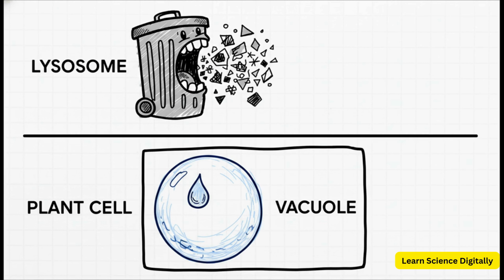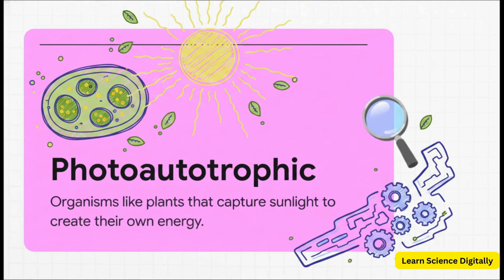Now, for storage, the cell uses vacuoles. These are sac-like structures that store various materials. A really great example of this is in plant cells, which feature a massive, single central vacuole specifically dedicated to storing water. And hey, speaking of plants, we need to introduce a specific term here: photoautotrophic. This refers to organisms, like plants, that literally capture sunlight to create their own energy. And because they do this, their cellular factories require some highly specialized equipment that our animal cells just don't need.